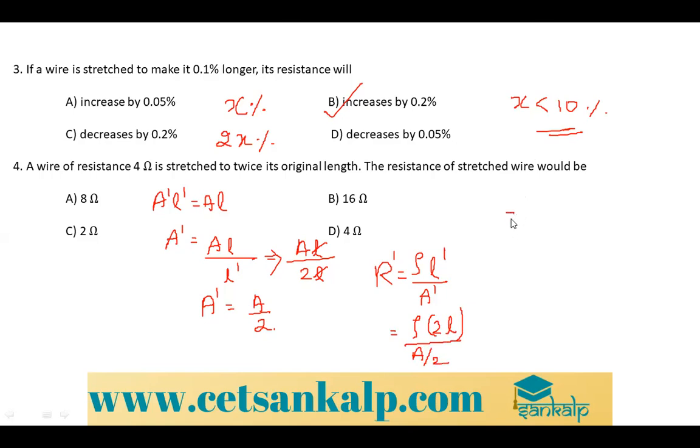So A by 2, the 2 comes up and it becomes 4 rho L divided by A. But rho L by A is nothing but R. The R value is 4, so 4 into 4, so it is 16 ohm. 16 ohm is your new resistance value. So option B is the right answer. Okay, I hope you are clear with that part. Done.